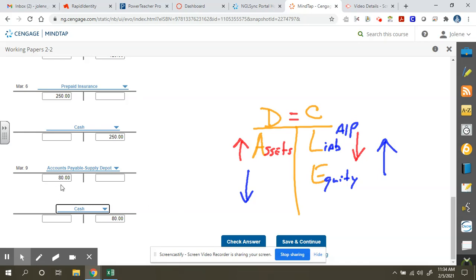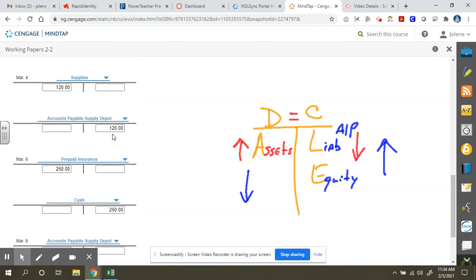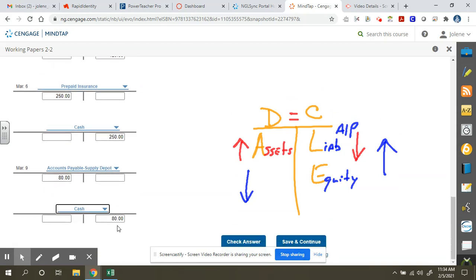But how much he owes to Supply Depot has also decreased. Remember, he made a purchase up here of $120. Now he's paid $80 on that. So how much does he owe now? He got $120 worth of supplies. Now on the 9th, he pays $80, right? He only owes $40 now. So his liability did decrease. That's the way that works.